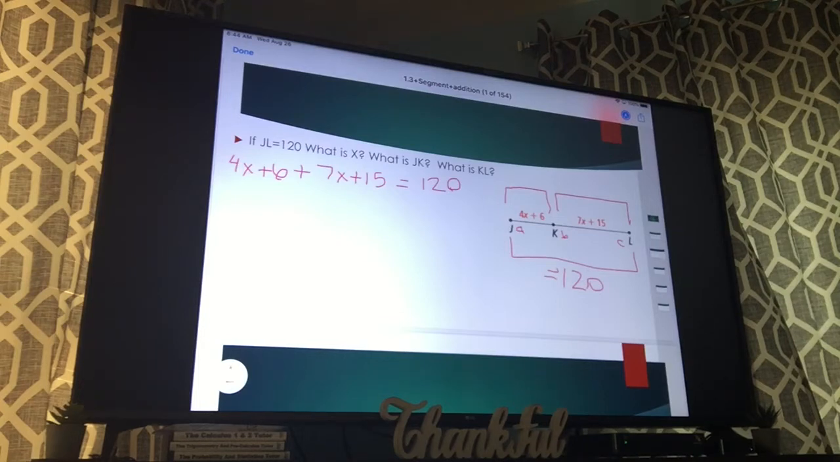Okay, so on the left side of the equation, we need to combine the like terms. So we can combine the x's, 7x plus 4x to give us 11x. And we can combine the 6 and the 15, and that would give us plus 21 equals 120. Now we need to solve for x. So we're going to say minus 21, minus 21. So I got 11x.